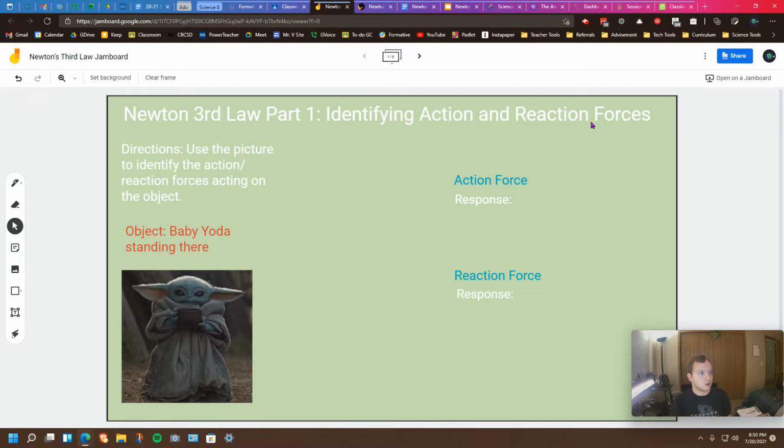The directions for the green part one are to use this picture, this GIF, to identify the action and reaction forces on the object. I clarified the object because sometimes kids get confused as to what they're supposed to focus on. In this case, it's just Baby Yoda standing there. You're trying to figure out what would be an action force and what is a reaction force for Baby Yoda standing there. A lot of times you can use gravity as the action force and the normal force as your reaction force. Gravity's pulling you down, the normal force is holding you up.